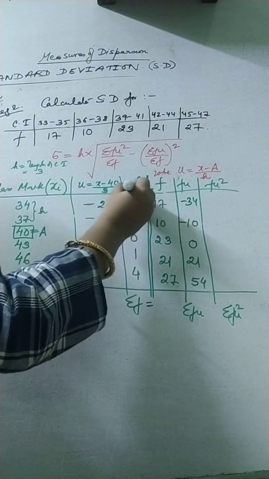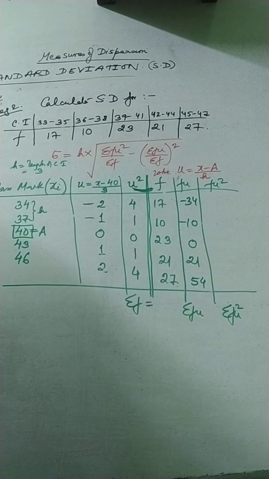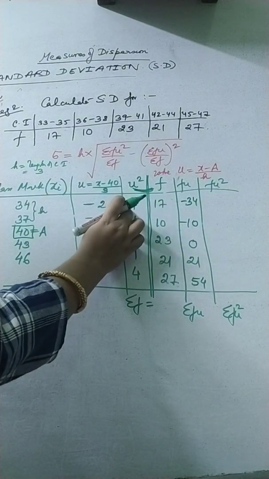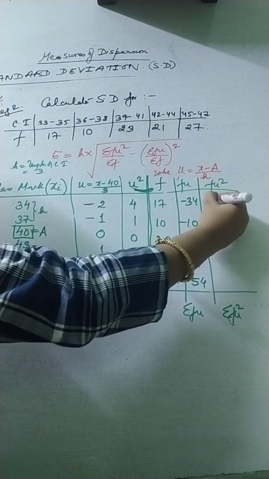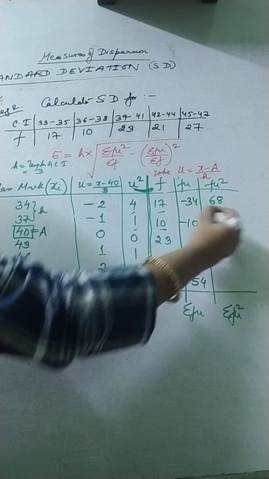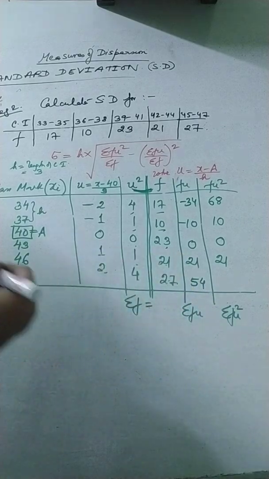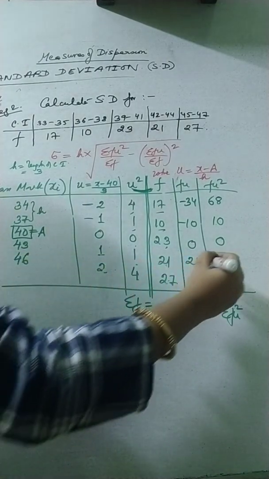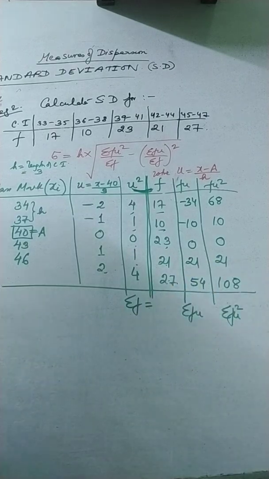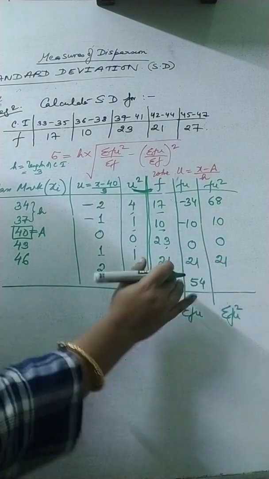Now f and u squared, that means these two together. This is f, this is u squared. So 17 into 4 is your 68. 10 into 1 is your 10. 23 into 0 is your 0. 21 into 1 is your 21. 27 into 4 gives you 108. No, wait, I wrote wrong. 27 into 4. This is wrong, because I did 54 into this.